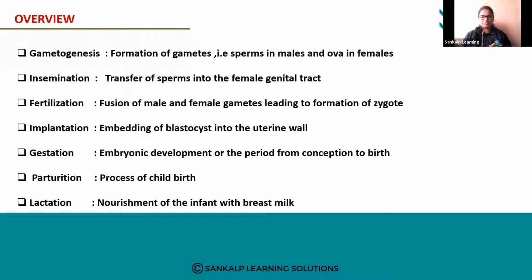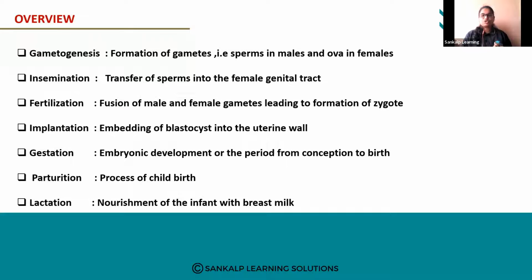Next one is implantation. So now the zygote is formed, and the zygote will undergo continuous cell division. Once it undergoes continuous cell division, it forms an embryo. So for that embryo, the nourishment, the nutrients and the care should be given. That all will happen when that embryo is situated at a fixed position in our body. This process is called implantation. What is implantation? Embedding of blastocyst into the uterine wall. Blastocyst is the embryonic stage, which you will see during post fertilization events.